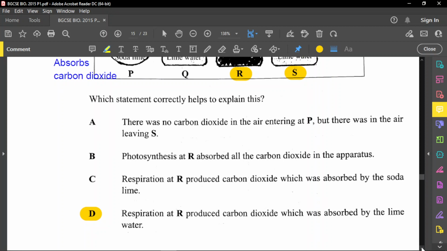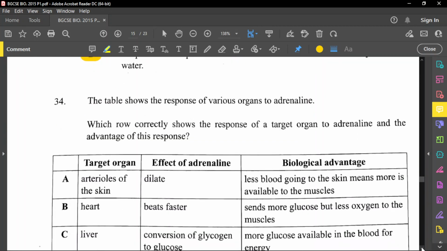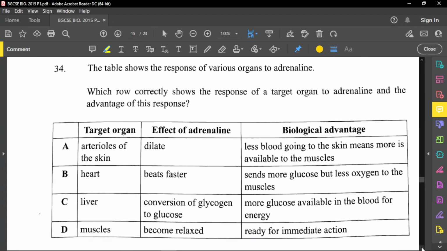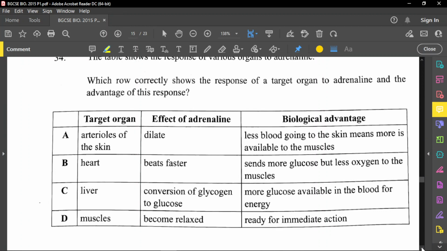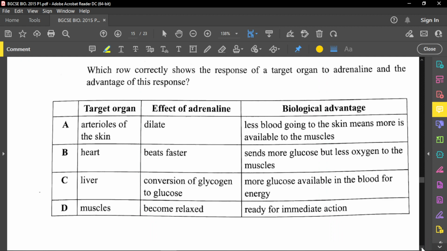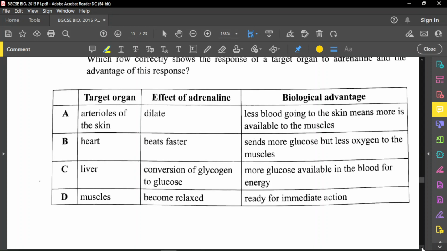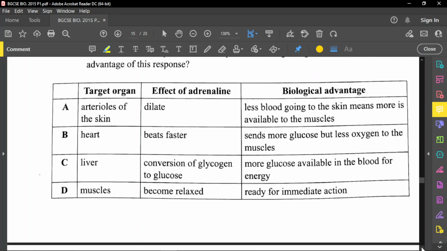All right. Let's go to the next question. It said the table shows the response of various organs to adrenaline. So adrenaline is the hormone that will prepare you for a reflex action. It is the fight or flight hormone that we refer to it as. And it asks, which row correctly shows the response of a target organ to adrenaline and the advantage of this response?